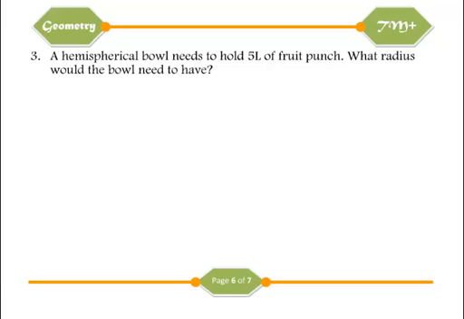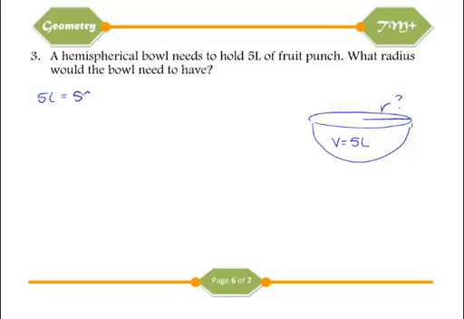Last example, a hemispherical bowl needs to hold 5 litres of fruit punch. What radius would the bowl need to have? Okay, so we're talking about a hemisphere. That's a bowl, and it holds 5 litres, so that's its volume, and I want to know what the radius is. Okay, well, 5 litres is the same as 5,000 millilitres, and we know that 1 millilitre is 1 centimetre cubed, so that's 5,000 centimetres cubed.